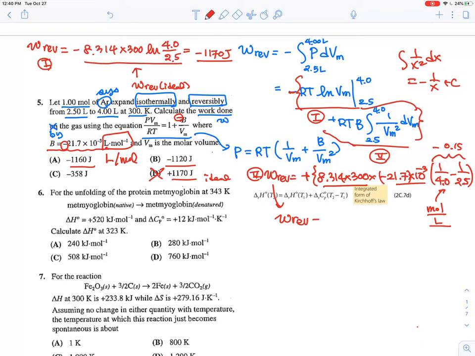work reversible is 8.11 joule. Okay, so the first one is minus 1170 and plus that, and you will get to see the one. The closest one is A. Okay, so that's how we can do it.